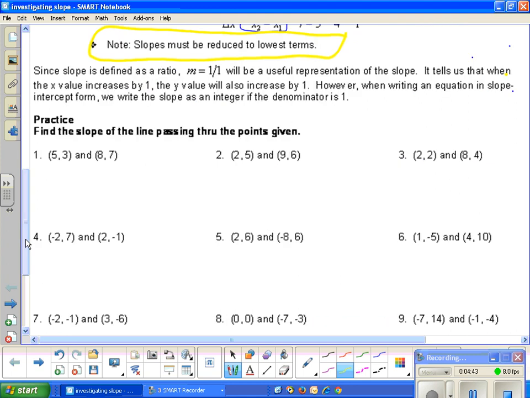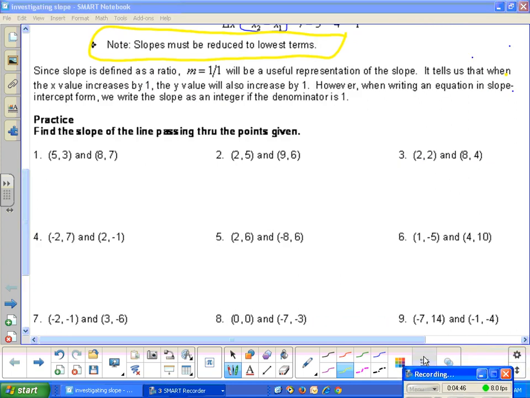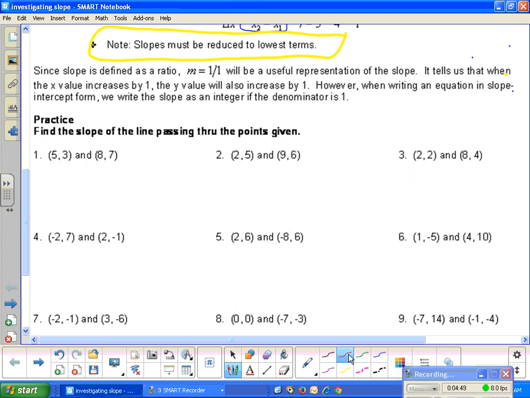First thing I want you to do is to label x1, y1, x2, y2. And we're going to put it into our formula. Y has to go on top. 7 minus 3 over 8 minus 5 gives you 4/3.